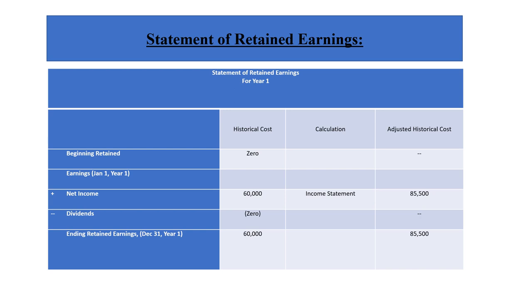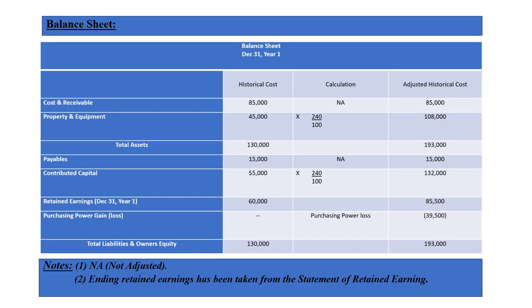Statement of retained earnings: beginning retained earnings at January 1st, year 1, plus net income minus dividends. Beginning retained earnings was zero. Net income was 60,000. There were no dividends during the year. Ending retained earnings 60,000. Zero times the index is zero, so beginning retained earnings adjusted historical cost is zero. Dividends adjusted historical cost is zero. Net income I get from the income statement, which is 85,500. So ending retained earnings is 85,500.